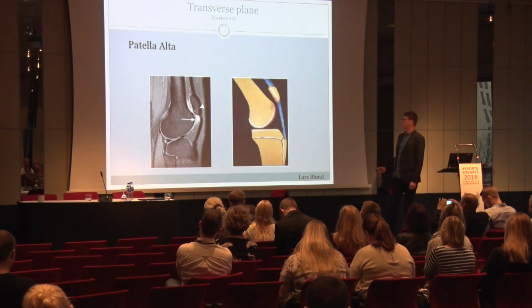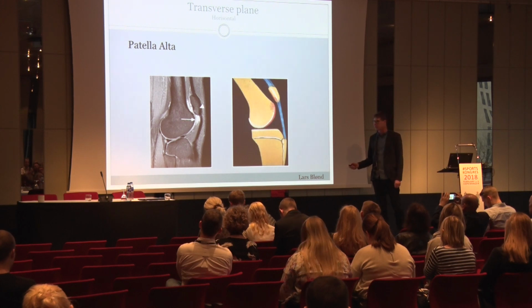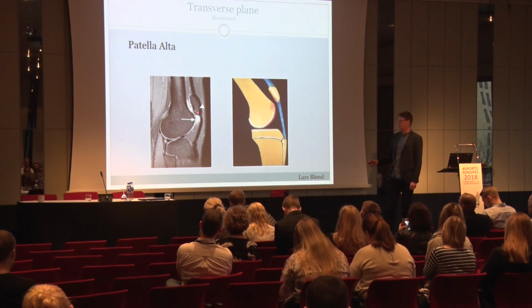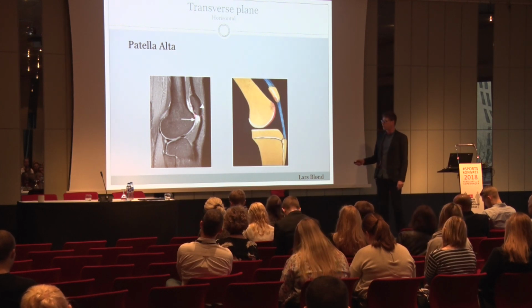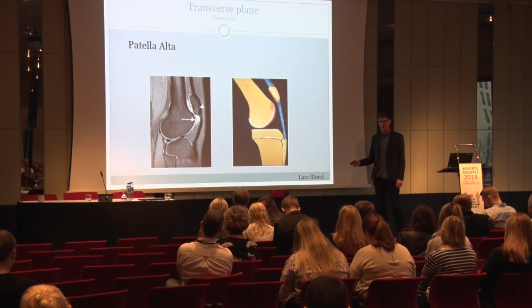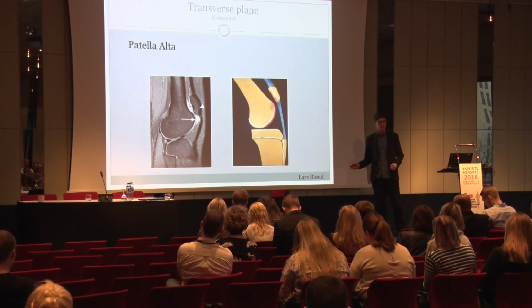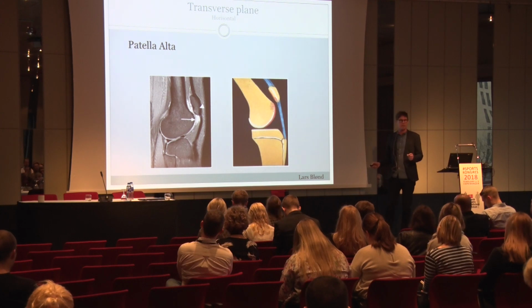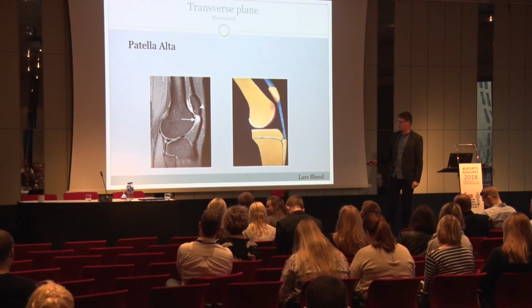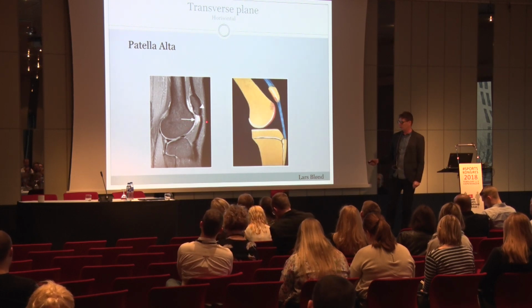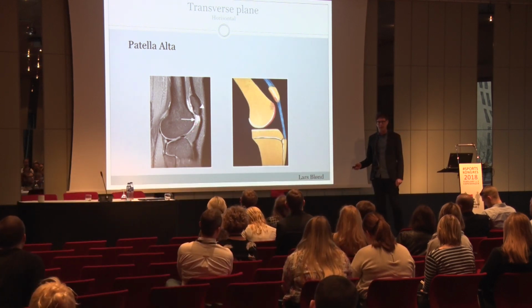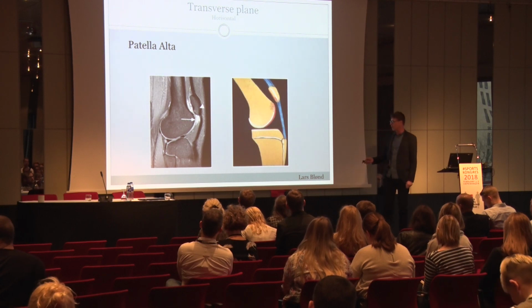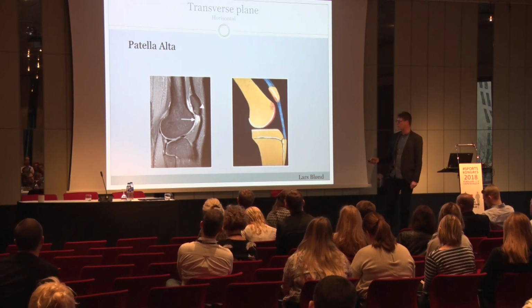For the transverse plane, it's typically the patella alta, and that means that the patella has not engaged properly into the trochlear groove. That means the contact area between the cartilage in the trochlear groove and on the patella is very low, giving very high forces. And the pressure on the corpus Hoffa increases a lot. The Hoffa is the airbag of the knee. This causes inflammation, and we see it on the MRI as Hoffa impingement.